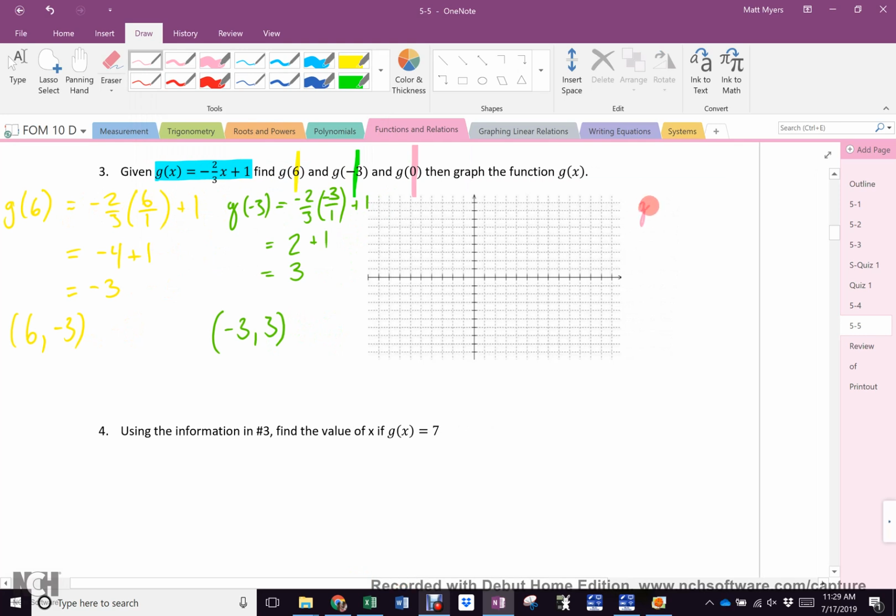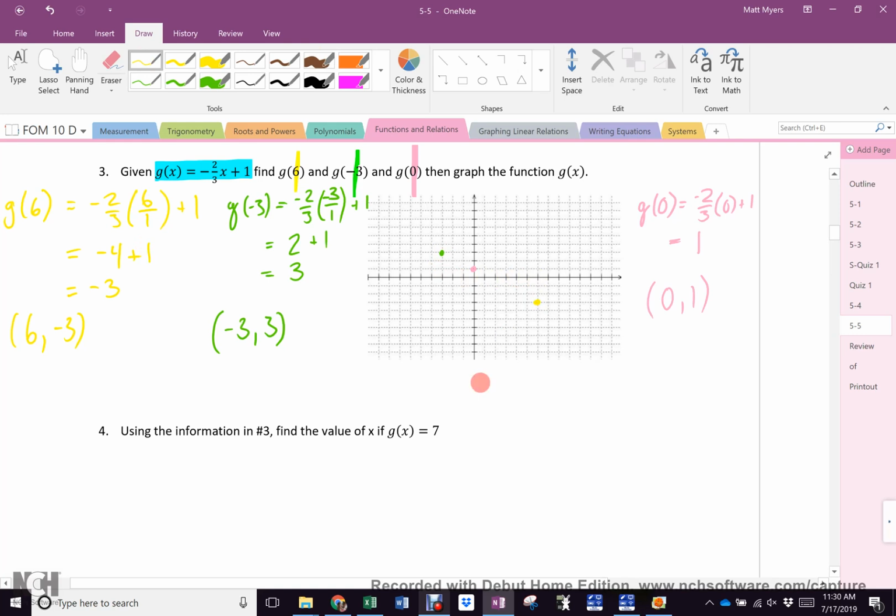And lastly, I need to do the g of 0. So what do I write? Negative 2/3 times 0 plus 1, which is what? 1. What is the point that will go on the graph? 0, 1. And now all I do is I put my points on the graph. 0, 1. Negative 3, 1, 2, 3, 1, 2, positive 3. And 1, 2, 3, 4, 5, 6, 1, 2, 3.